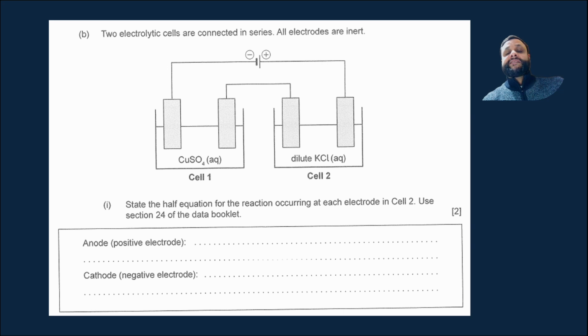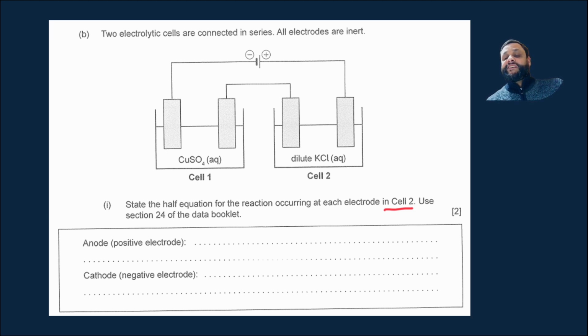2 electrolytic cells are connected in series. All electrodes are inert. 1. State half equation for the reaction occurring at each electrode in cell 2. Use section 24 of the data booklet. So we're dealing with cell 2, and in cell 2 we have dilute potassium chloride. So the concentration of chloride ions affects the product.